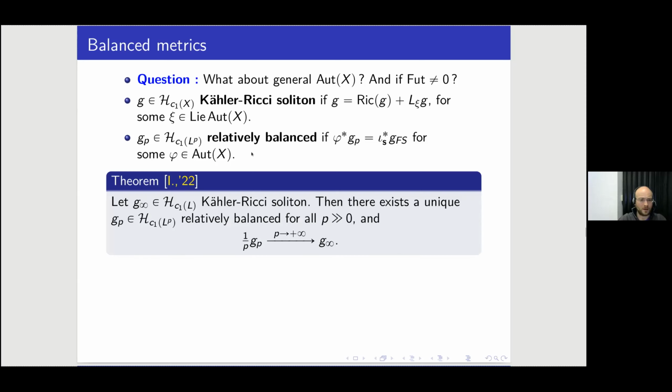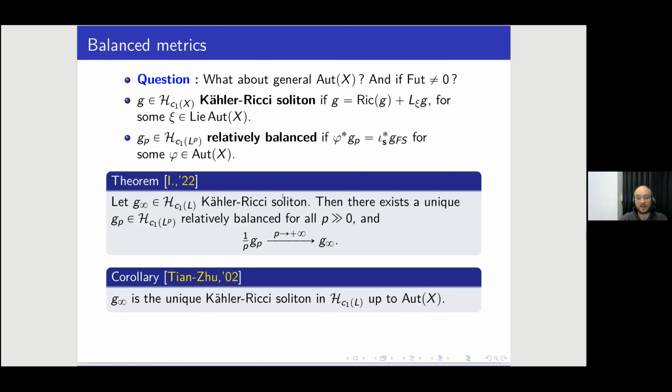And then later on, I was able to show that if there exists a Kähler-Ricci soliton, then there exists a unique relatively balanced metric for all p big enough up to automorphism, and they converge to the Kähler-Ricci soliton. This gives you as a corollary another proof, a finite dimensional proof or quantization proof, of a result of Tian-Zhu stating the uniqueness of the Kähler-Ricci soliton up to the automorphism group. They did use the hard PDE techniques, the normal way to show such things, and this gives you a quantization proof based on a finite dimensional method, a completely different proof.